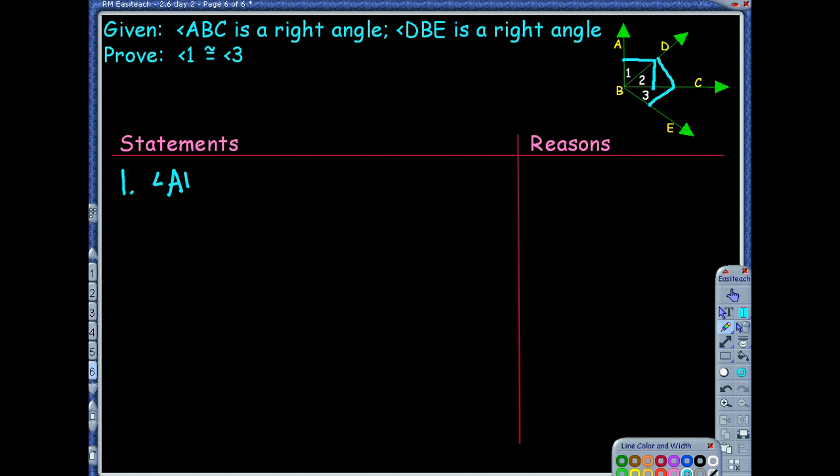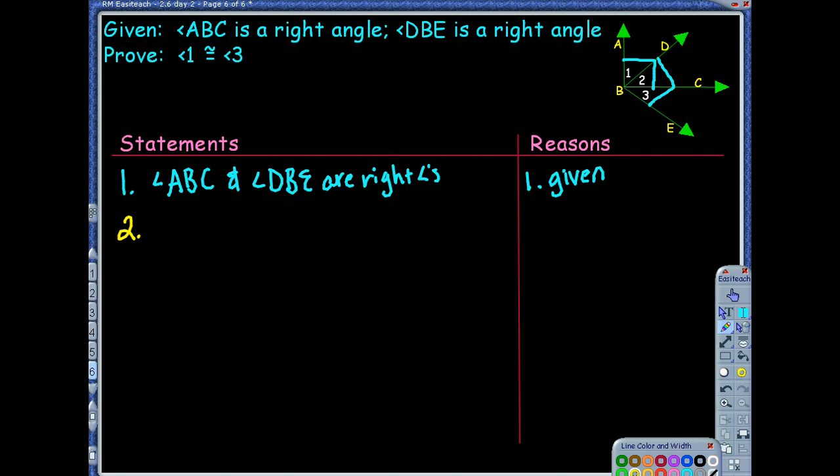Well, I immediately took a look at the prove, and I see that we're going to prove angle 1 and angle 3 are congruent. And I noticed the given doesn't say anything about angle 1 and angle 3. I do see angle 1 and angle 3 in the picture, but I know I'm going to probably have to say something about that. So I'm going to keep that in the back of my mind.